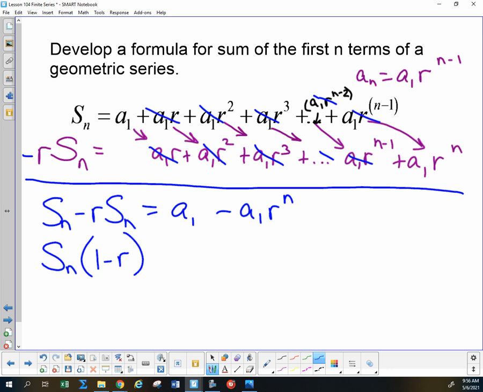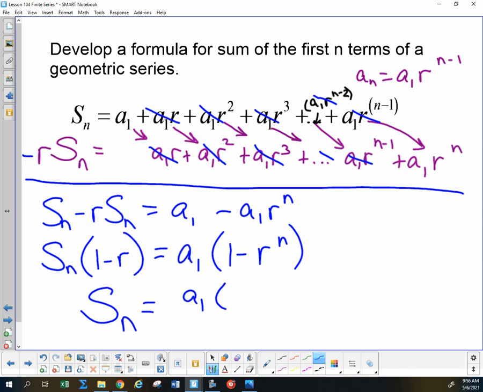So everything canceled except those two. And hey, those have a GCF also. So I'm going to factor A1 out, and that's 1 minus r to the n. So if I want the sum of the first n terms in a geometric series, I don't even have to know the last term. You know A1, multiply that by 1 minus r to the n, and divide that by 1 minus r.